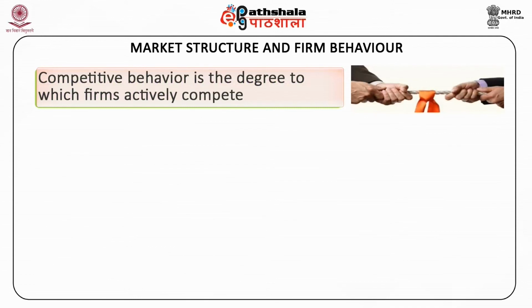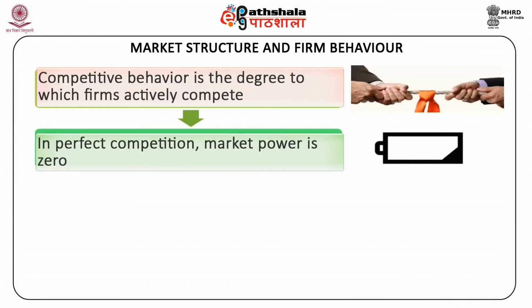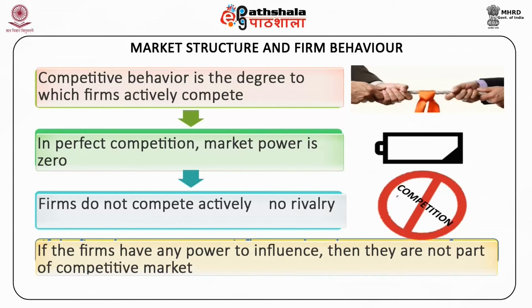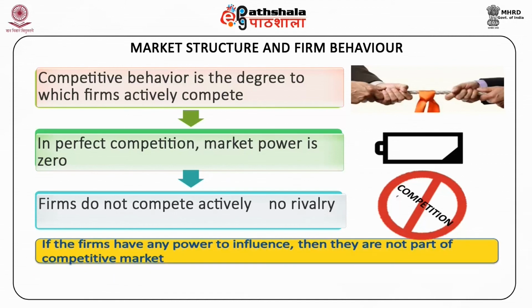Competitive behavior can be defined as the degree to which individual firms actively compete with one another. In case of a perfectly competitive market, the market power is zero. Thus, firms do not compete actively with each other. On the other hand, firms competing with each other due to some power to influence the market price and output cannot be considered a part of this competitive market.